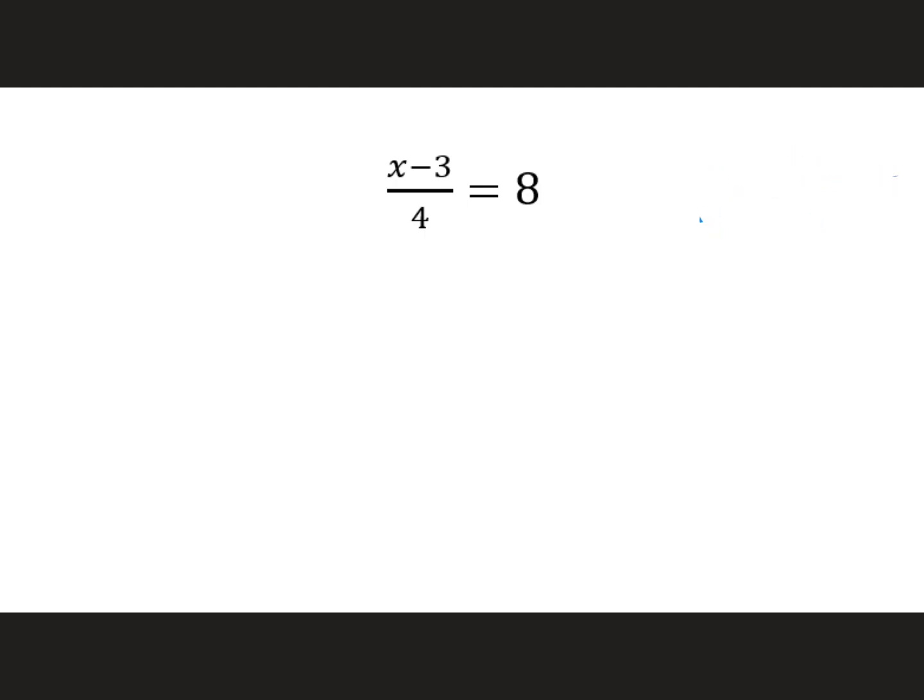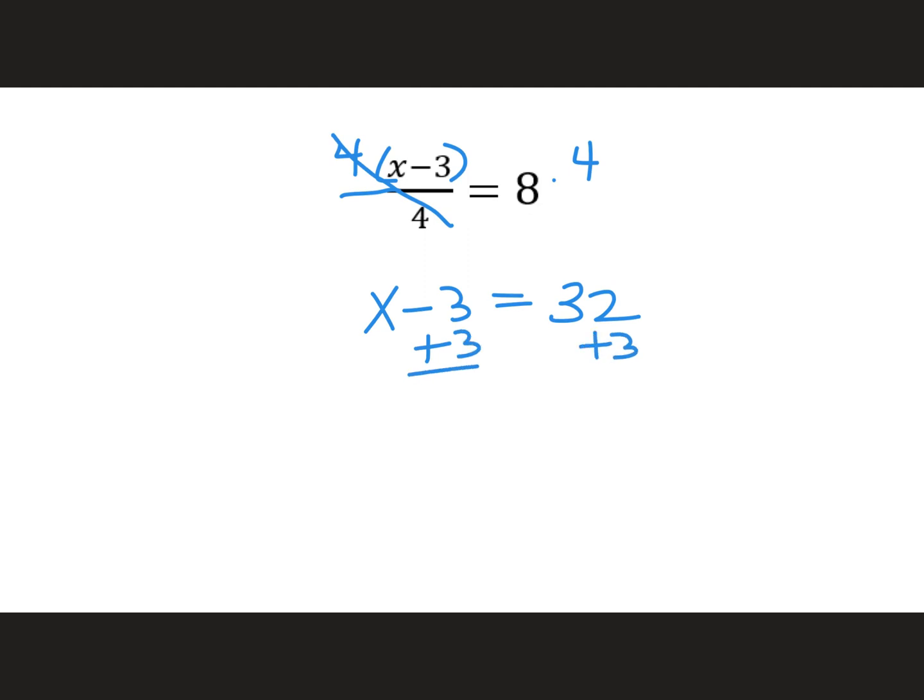All right. So how am I going to attack this? Well, notice the whole thing is being divided by 4. And so I can sit there and go like this. And I can put a 4 here and a 4 here. I'm multiplying both sides by 4. And just like before, these two cancel out. So I have an x minus 3 equals a 32. Oh, now I'm just adding 3 to both sides. And I get an x equals 35.